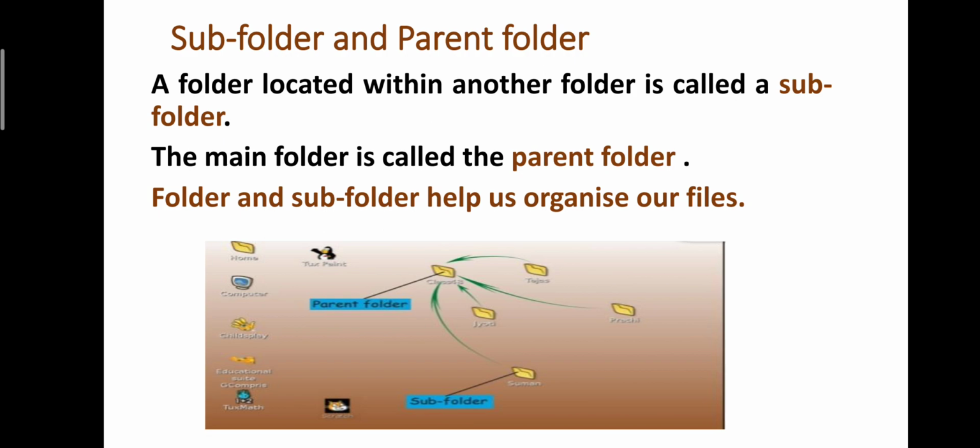Subfolder and parent folder. Look at the picture. It's clearly visible that the main folder is named as parent folder and the other folders are called subfolders. So the main folder is called the parent folder, and a folder located within another folder is called a subfolder. Folders and subfolders help us organize our files.